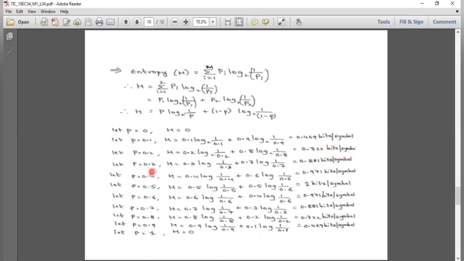Similarly, do it for p equals 0.3, 0.4, 0.5. And these are the H values obtained when p is 0.3, when p is 0.4, and when p is 0.5. When p is 0.6, the equation for H is 0.6 log of 1 by 0.6 plus 1 minus p. Now the p value is 0.6.